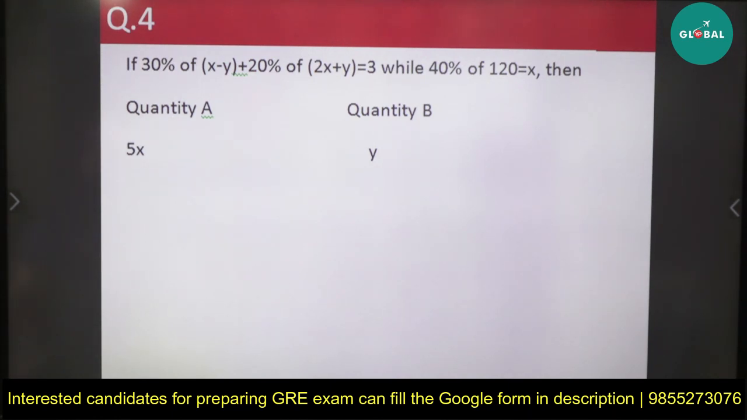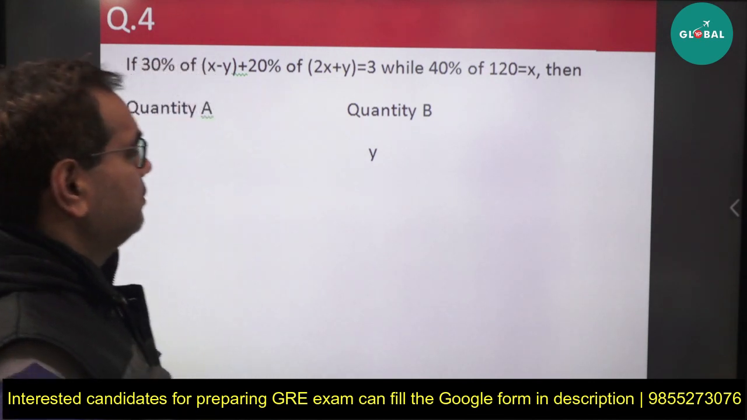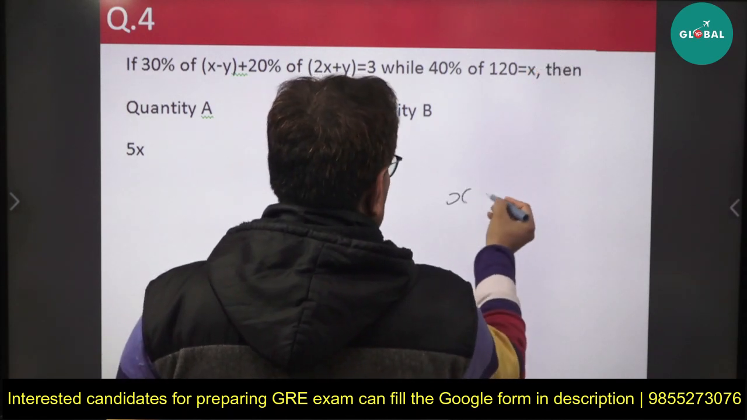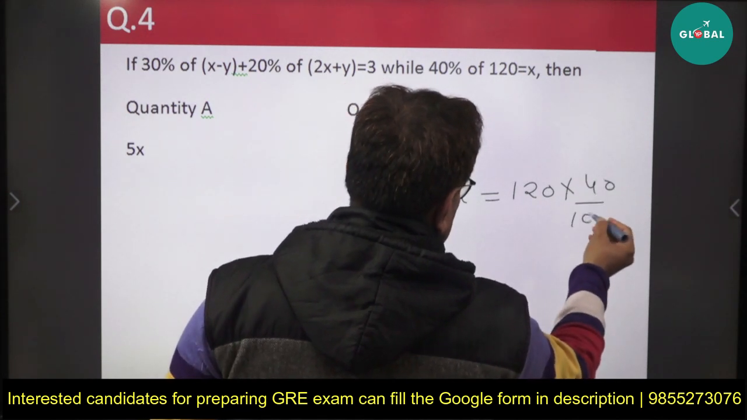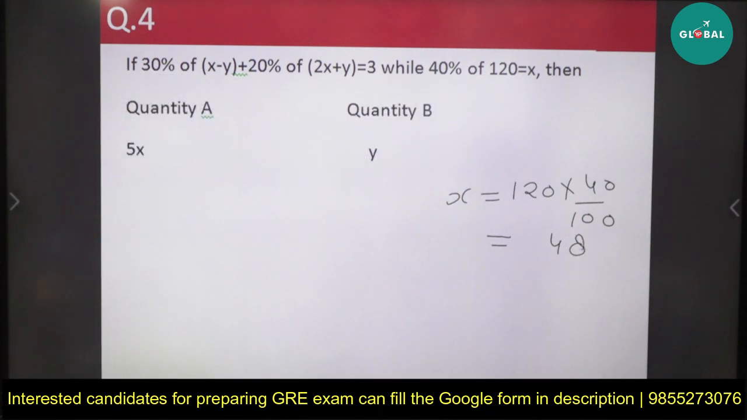Calculate the value of 5x and y, then compare them. So 40% of 120 is what? 120 into 40 upon 100. 40% of 120 is x. So x equal to what? x equal to 120 into 40 upon 100, equal to 48. So we are getting x equal to 48.